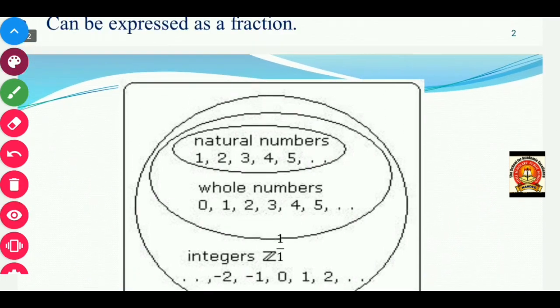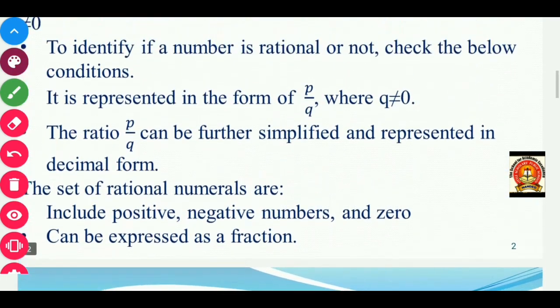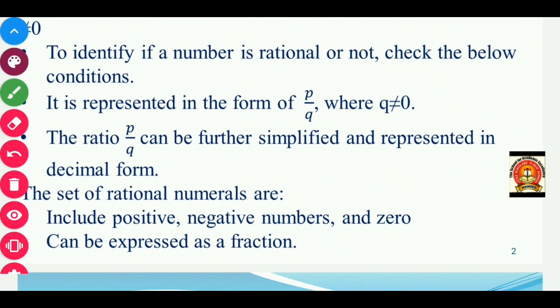So the rational number definition is very easy. You can represent it in p by q form, that is a simplified fraction form where the denominator should not be equal to 0.